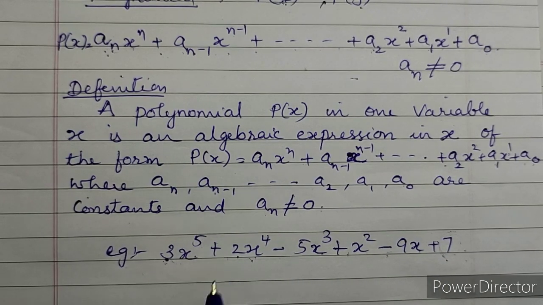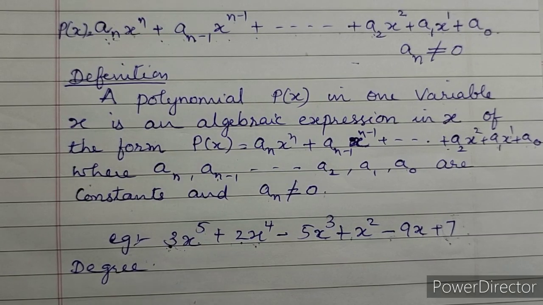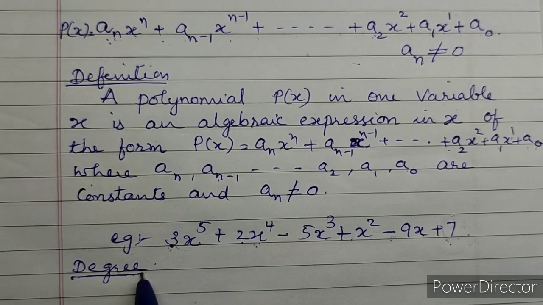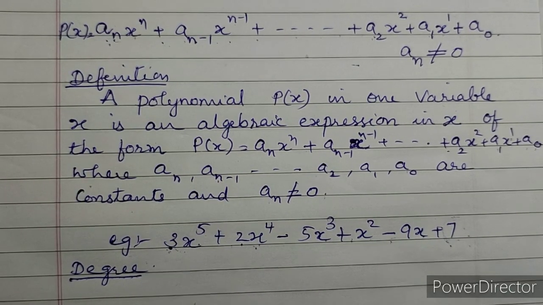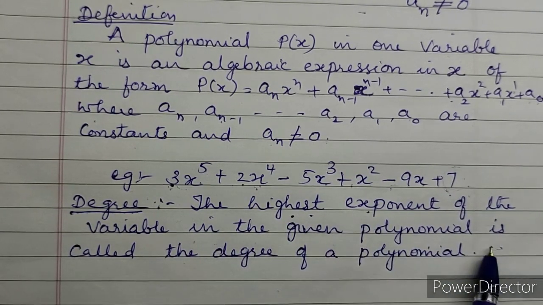So this maximum exponent, we will call it the degree of a polynomial. Degree of a polynomial means the highest exponent of the variable in the given polynomial. That is the degree of a polynomial. So this definition also you should learn. The highest exponent of the variable in the given polynomial is called the degree of the polynomial.